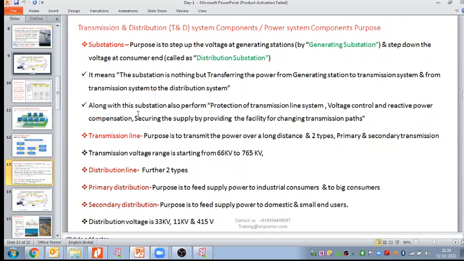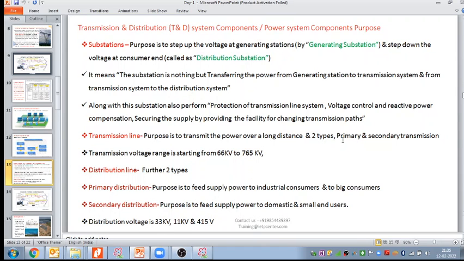And along with the transmission, the substation also performs the protection of the transmission line system, voltage control of the transmission line, reactive power compensation, and securing the supply by providing the facility for changing the transmission path. So that is the other function that we can achieve with the help of the substations. Now when it comes to the transmission line, the purpose is to transmit the power over a long distance.